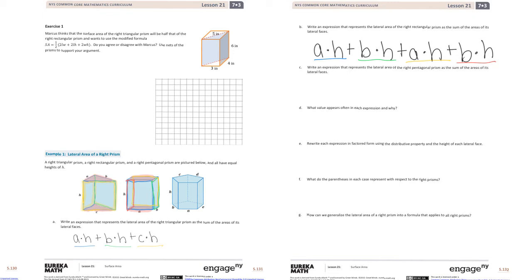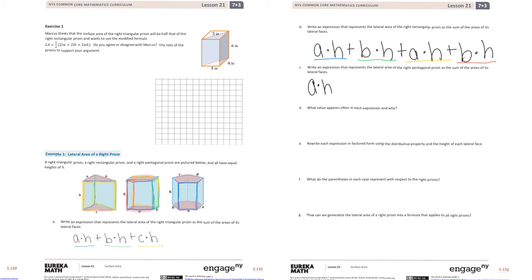as the sum of the areas of its lateral faces. So again, the lateral faces we do not want to include here are going to be our top one and our bottom one, which I'm doing in red. And then this time, we're going to have 5 faces. So our first face is going to be A and H. So I'm going to have A times H, which I'm going to represent in blue.